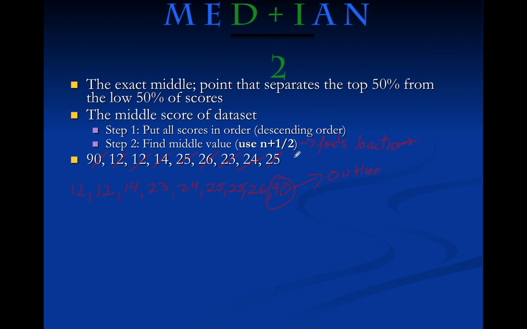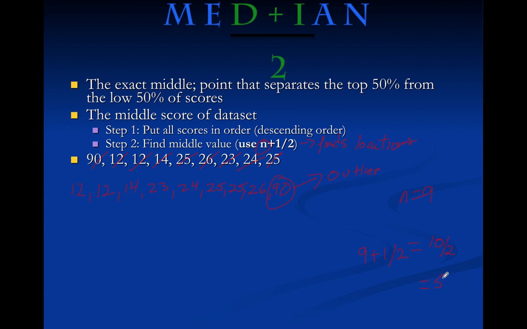Now I'm going to use this formula. The first thing I need to do is find out what n is equal to. How do I find n? I count up how many numbers I have in my data set: 1, 2, 3, 4, 5, 6, 7, 8, 9. So I have 9 numbers. So 9 plus 1 gives me 10, divided by 2 equals a 5.